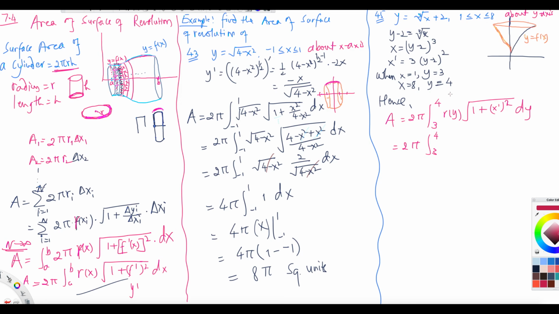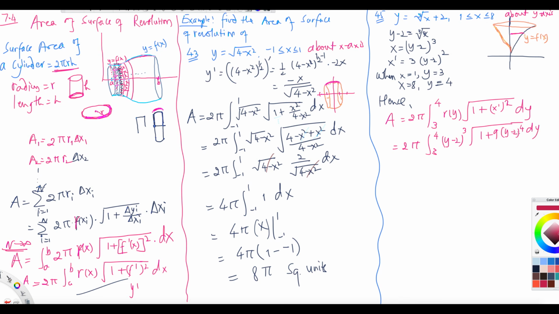What is r of y? R of y is basically that thing, right? That is the radius, and the radius is basically the x coordinate. You see that? The x coordinate is given by (y minus 2) cubed. So (y minus 2) cubed, and then under the root 1 plus, what is x prime? The square of that will be 9 times (y minus 2) to the 4th, and then dy.